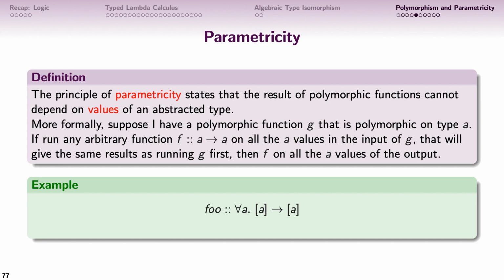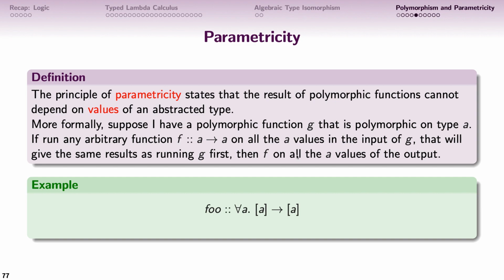Okay, so the way we define this theorem more formally is if I run some arbitrary function on all of my values of type A, which is my polymorphic quantified type, so if I run my function on all of the input values of type A, and then call the function that I'm looking at, then that will be the same as if I had called my function and then run that arbitrary transformation on all of the output values of type A.